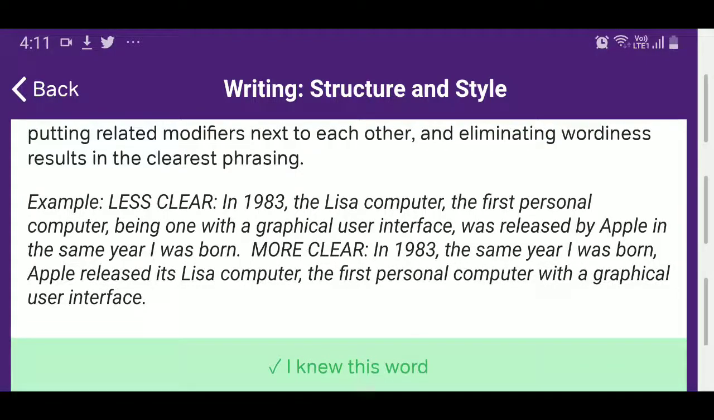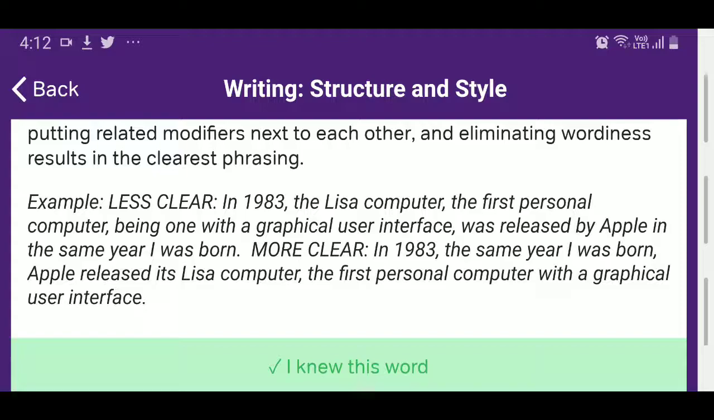Less clear: "In 1983, Lisa computer, the first personal computer, being one with a graphical user interface, was released by Apple in the same year I was born." Now see the placement of modifiers, and this long sentence separated by commas makes it very difficult to understand. An easier version is: "In 1983, the same year I was born, Apple released its Lisa computer, the first personal computer with a graphical user interface." This makes it easy to understand.